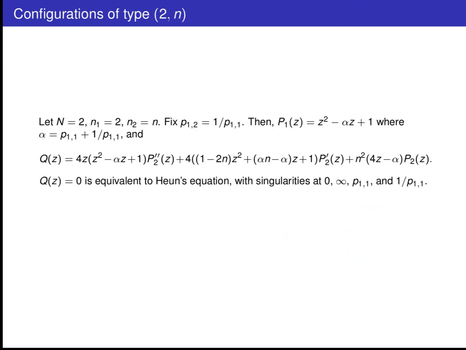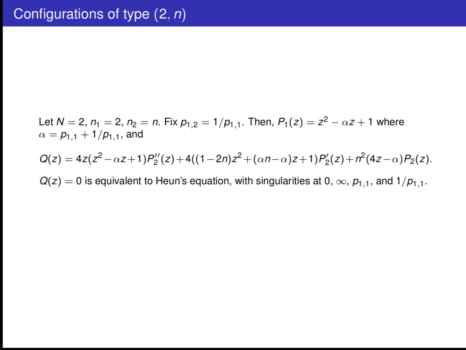We can also get some nice results for configurations of type 2, n. So here we still have the two levels, capital N equal to 2, but now between the first and second level we'll have 2 necks, so n sub 1 equal to 2, and then between the second level and back to the first level we'll have whatever natural number n of necks. So in this case we'll fix p sub 1,2 equal to 1 over p sub 1,1.